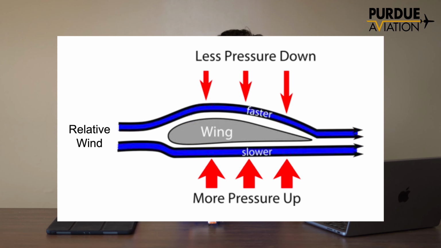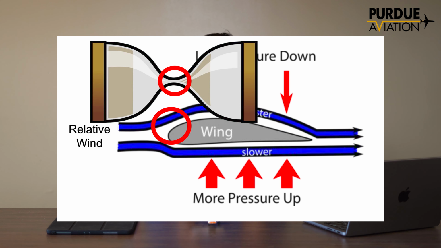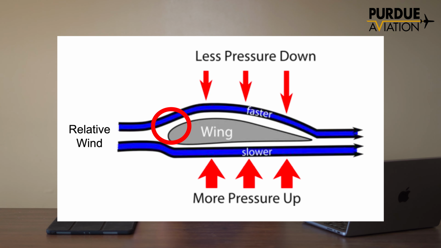Well, let's go back to the airfoil, right? We're going against the relative wind, right? I want you to look at the front of that airfoil right there. That's got the circle around it. That part of the airfoil is supposed to imitate the neck of an hourglass. So, using Bernoulli's principle, we know that as the velocity moves faster, the pressure decreases, right? So that neck of the hourglass simulates the front of the airfoil right there.